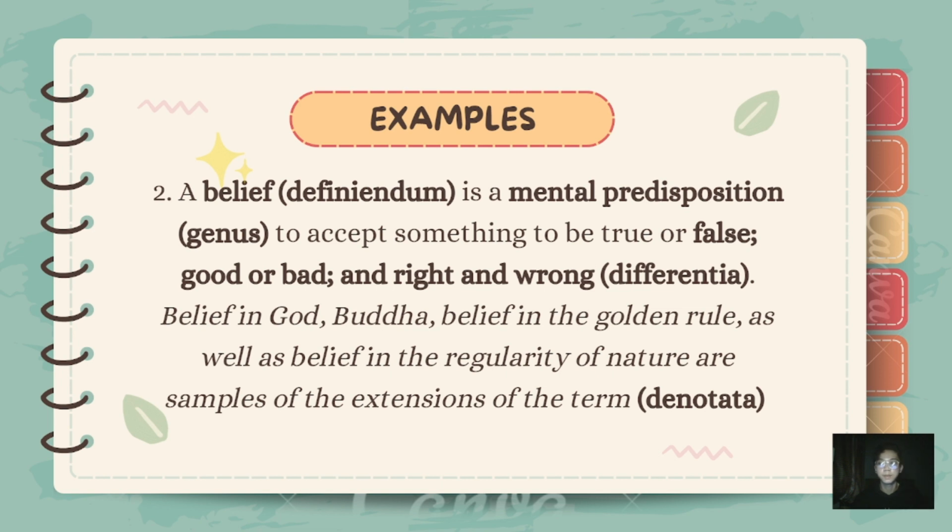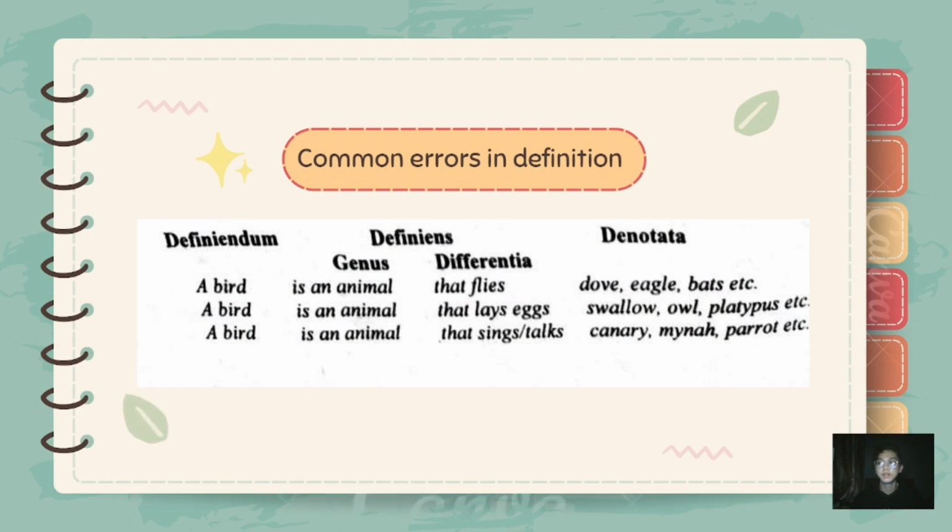Genus is the wider concept, and differentia is the set of specific traits of the concept. And lastly, the denotata. It provides the typical samples of the members of the extension of the definiendum. So that's all for the analytic definition, and let's move on to the common errors in definition.